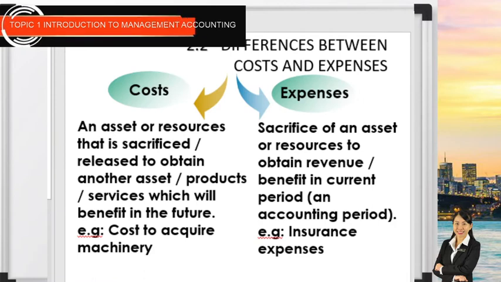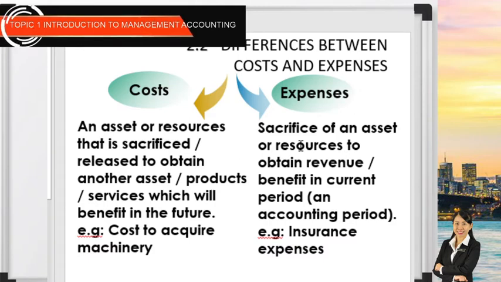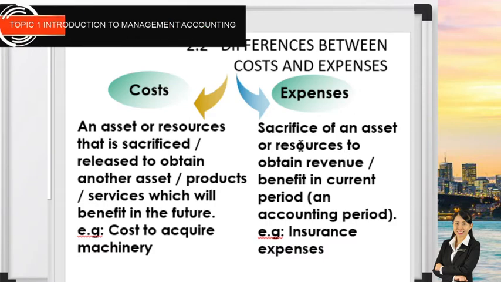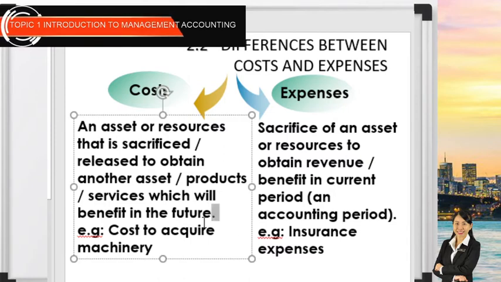Let's see what is the difference between cost and expenses. Expenses are something that we sacrificed first and we already obtained the benefit. That's why we recognize our expenses. But costing is a totally different concept. We will sacrifice our resources first and we will obtain our benefit in the future.